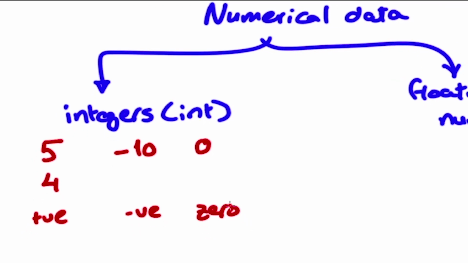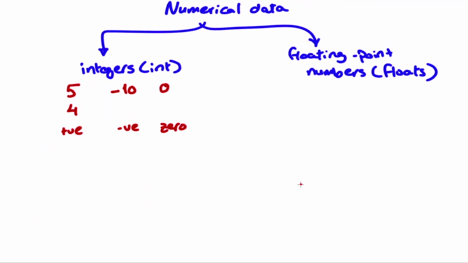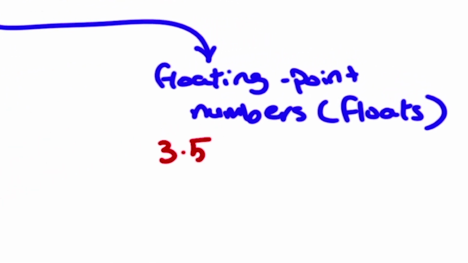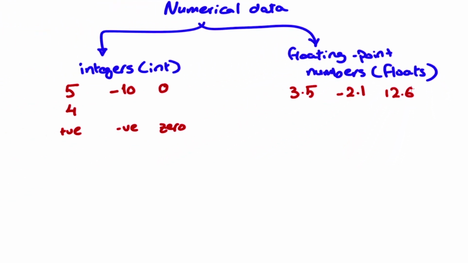It's very simple. Now, what about floating point numbers? Floating point numbers, on the other hand, are numbers that do contain fractional components. For example, the number 3.5 is a floating point number, a float. The number negative 2.1 is also a float. The number 12.6 is a float. One common thing about all the numbers I just mentioned is that they have a fractional component to them. They're not whole numbers. So that's what integers and floating point numbers mean.